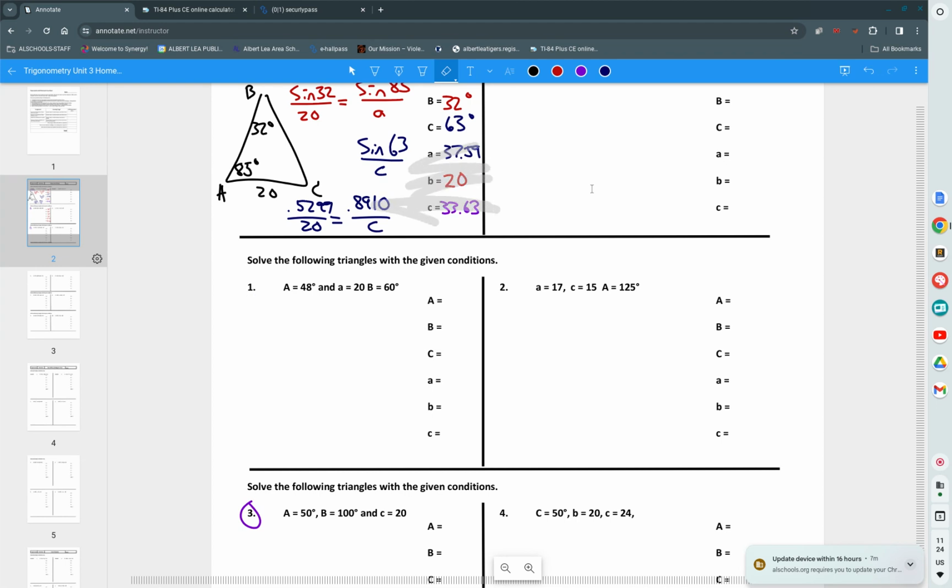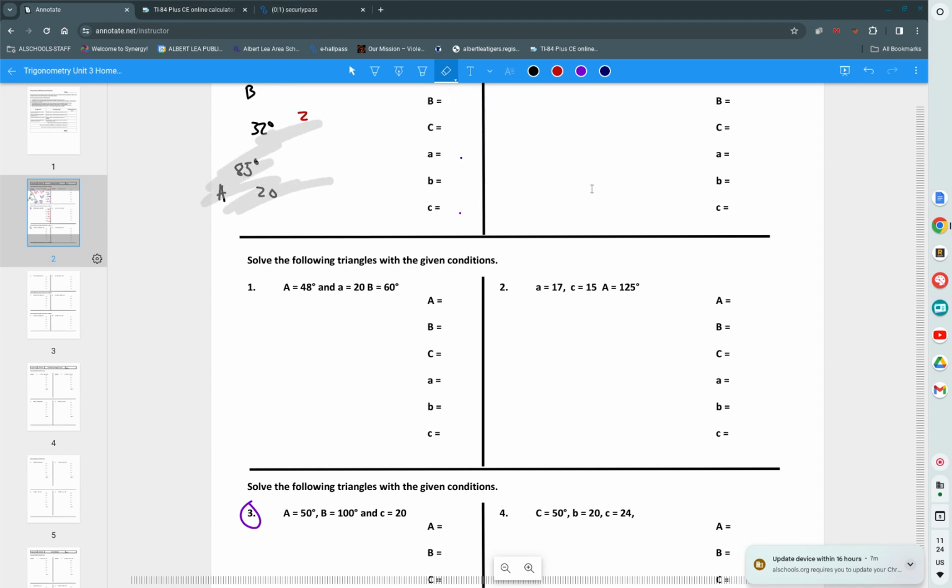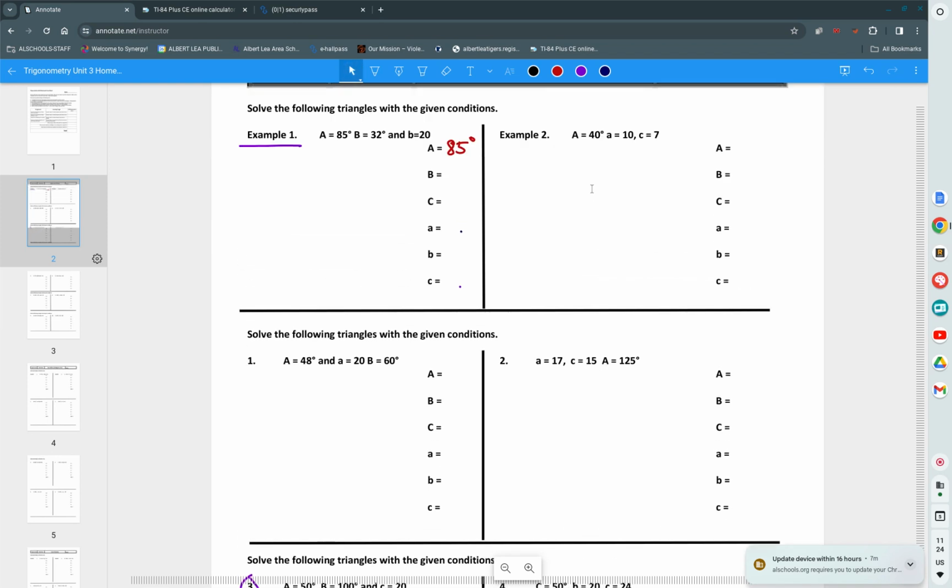So example 1 is what you want to do right now, and then problems 1 and 3 after that. Once you get example 1 done, go ahead and try problems 1 and 3. Only work on the problems on the left side. Don't work on the problems on the right side. So just 1 and 3. But right now, please try example 1.